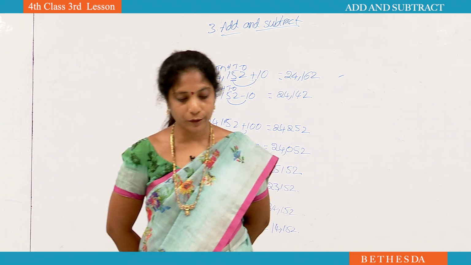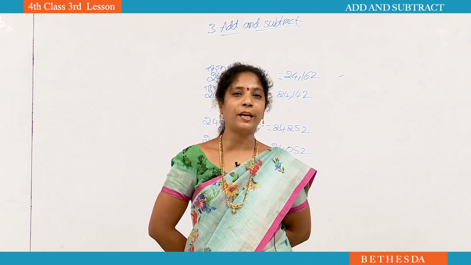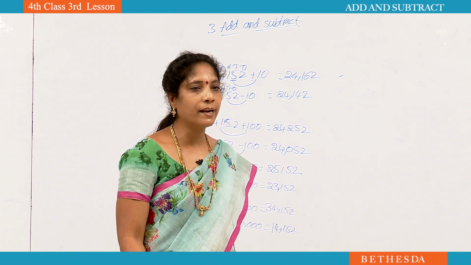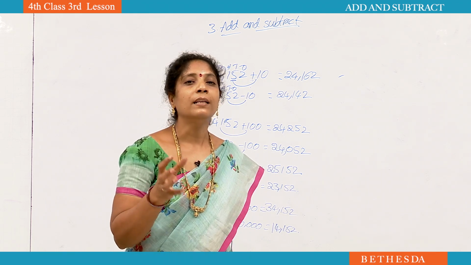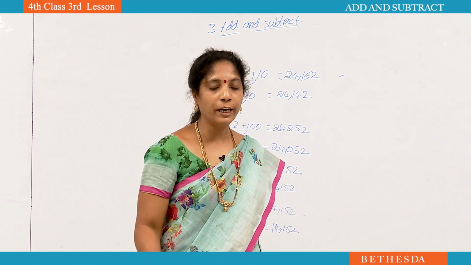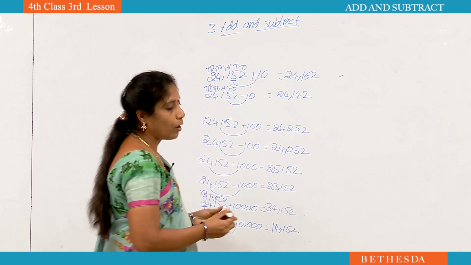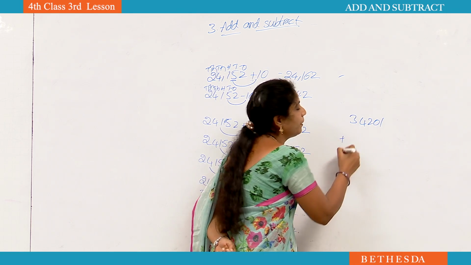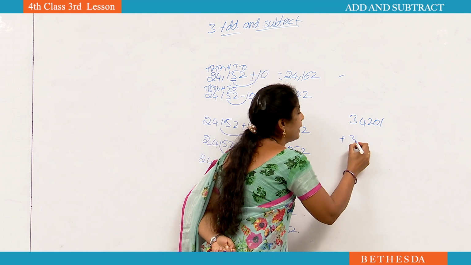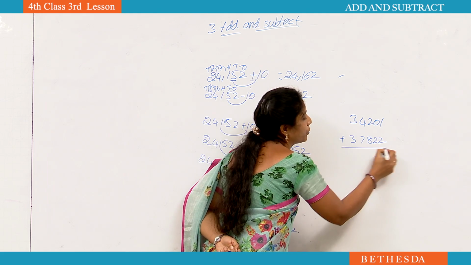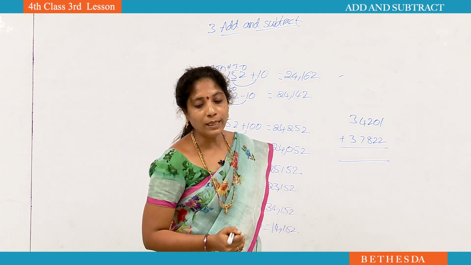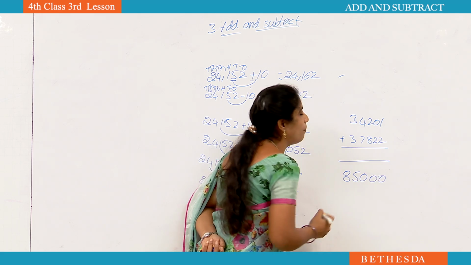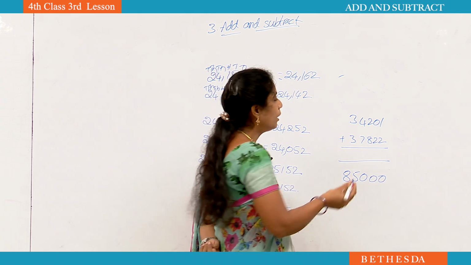Now we have to find out. For that, what do we have to do, addition or subtraction? We have to do addition and subtraction both. Why? Because first, for how many saplings they planted, we have to do addition. North side how many did they do? 34,201. South side 37,822. We have to add these two. Now the total saplings are 85,000. From 85,000, how many did they plant? We have to subtract. Do addition first.